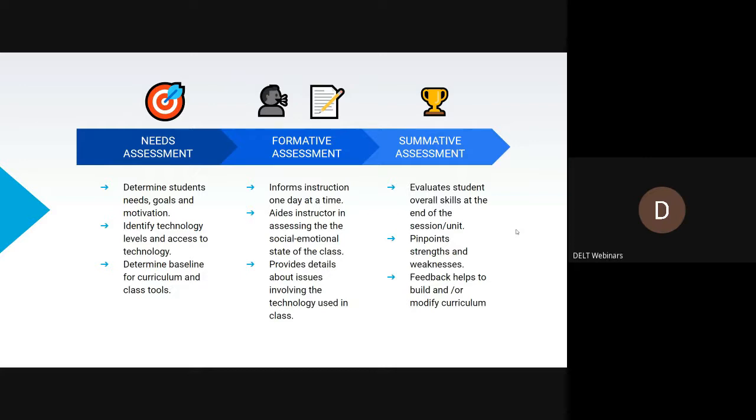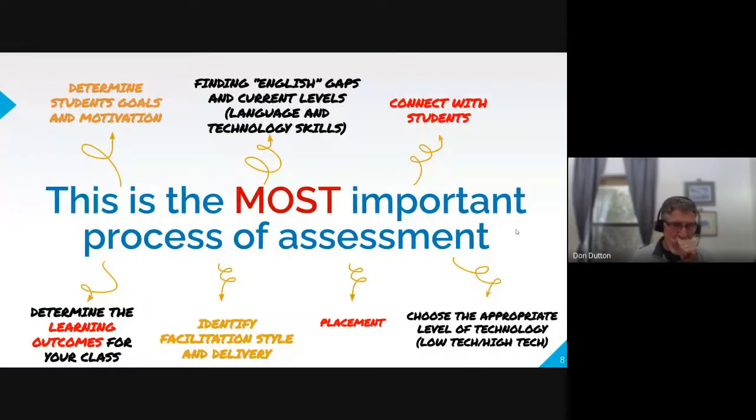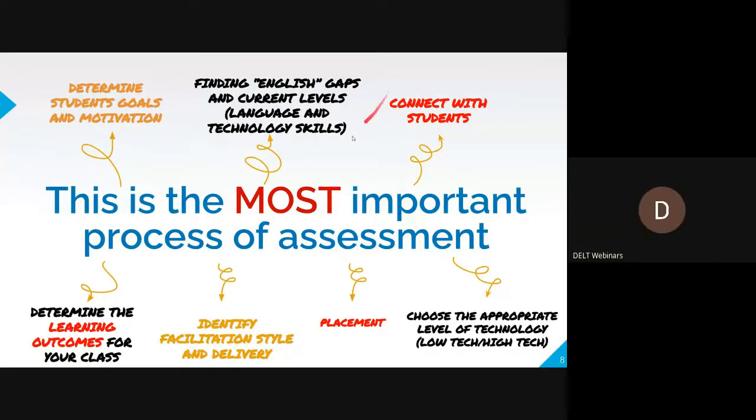So moving forward to that, let's talk about needs assessment. Look at this diagram. Honestly, needs assessment is the most important process of assessment, because you can determine the motivations and goals, short and long term. Also, you can find the gaps, right? Some students come to the classroom with different gaps. They could be academic gaps, but there could also be some personal challenges that are very negative for the learning experience of the student.